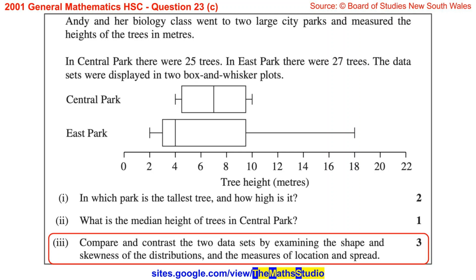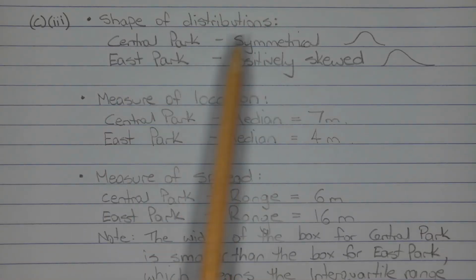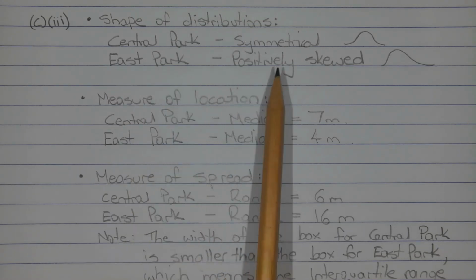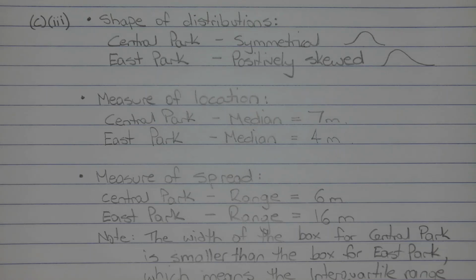Part 3. Compare and contrast the two data sets by examining the shape and skewness of the distributions and the measures of location and spread. Considering the shape of the distributions, for Central Park we have a symmetrical distribution, and that's indicated by the equal length whiskers on the box and whisker plot. And also the median is roughly midway between the first quartile and the third quartile. For East Park we have a positively skewed distribution, and that's indicated by the much longer right-hand whisker compared to the left-hand whisker, and also the median is much closer to the first quartile compared to the third quartile.